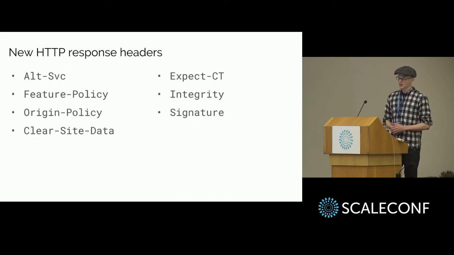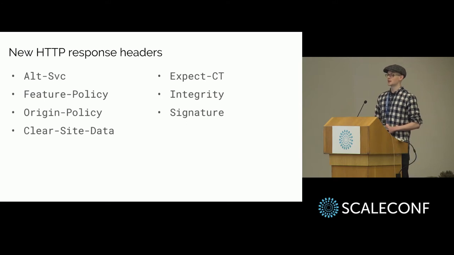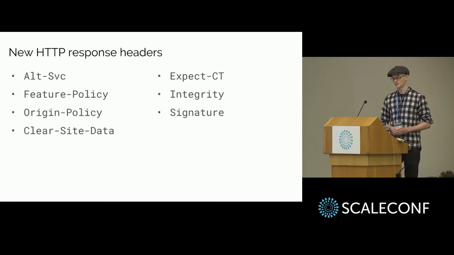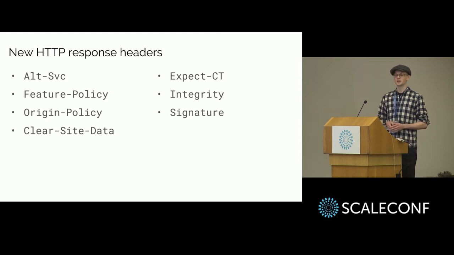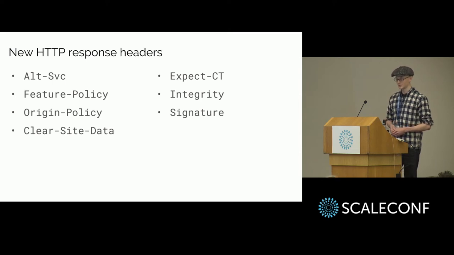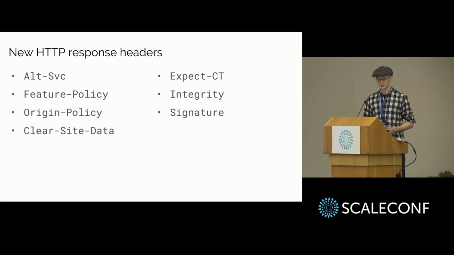So a lot of those new things in the last couple of years have been headers. And so I wanted to put together a talk to start to take some of these ideas to a wider audience. So things like alternative services, feature policy, origin policy, clear site data, certificate transparency, integrity and signature are hopefully headers that are new to you. And I hope to engender some excitement for some of these new ideas that are coming to HTTP.